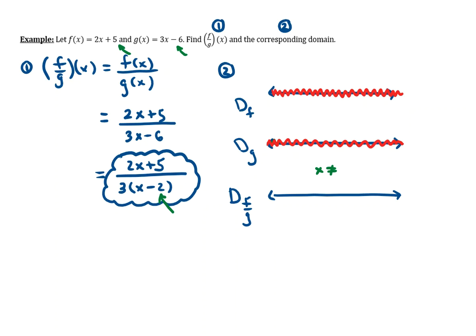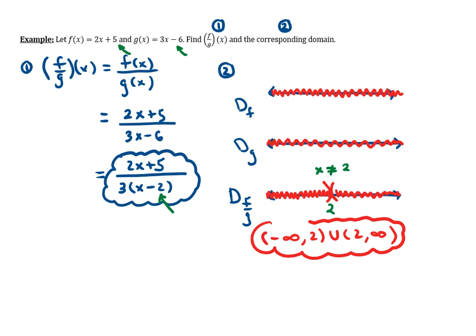Our official domain is not all real numbers because just by its construction, we have to exclude 2. So on this number line, I'll put a tick mark for 2. And since that's the only x value to exclude overall, everything else can be used as part of the domain for the combined function. And here's the interval notation for it: parentheses negative infinity, comma 2, parentheses, union, parentheses 2, comma infinity.